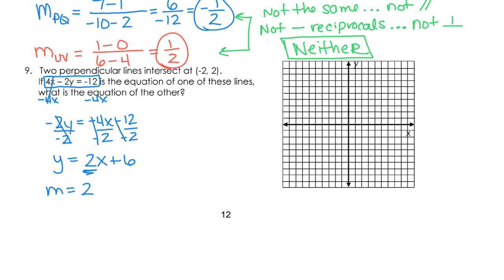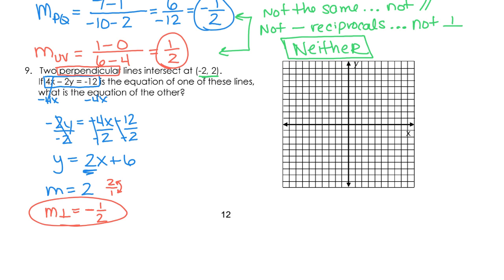But they mentioned the word perpendicular. And so my slope must be a negative reciprocal of 2. So my perpendicular slope, my slope is positive, so my slope must be negative. And if you take 2 and you turn it into a fraction of 2 over 1 and you flip it, you get 1 over 2. And I'm going to give that a little circle because that's the slope of my perpendicular line. They also said they intersect at negative 2, 2, which means my line has to pass through that point.